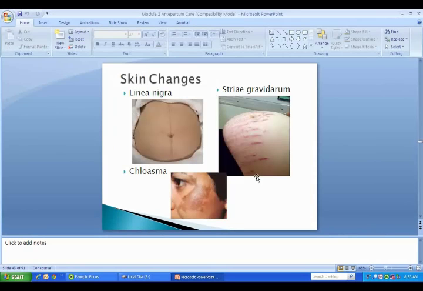And these are the skin changes we might see. Linea nigra, again, it's a line that goes down the abdomen. Stretch marks. And also with the face, when she walks in, is she having chloasma, which is called the mask of pregnancy.